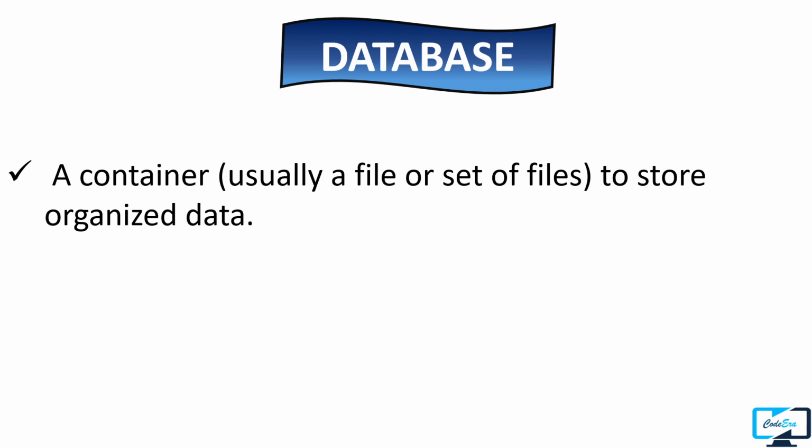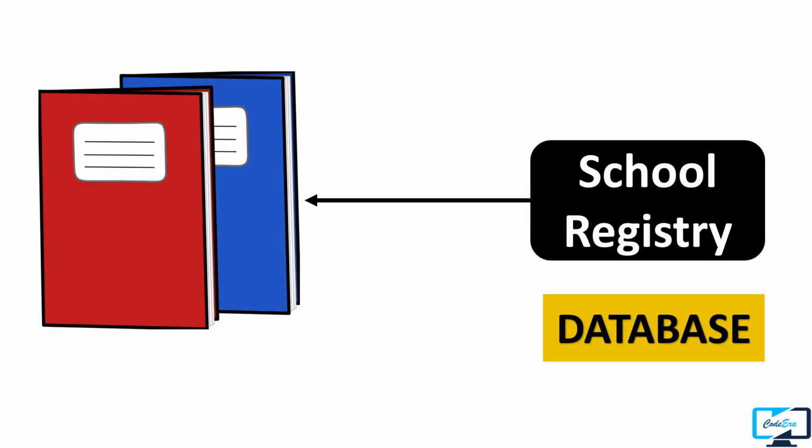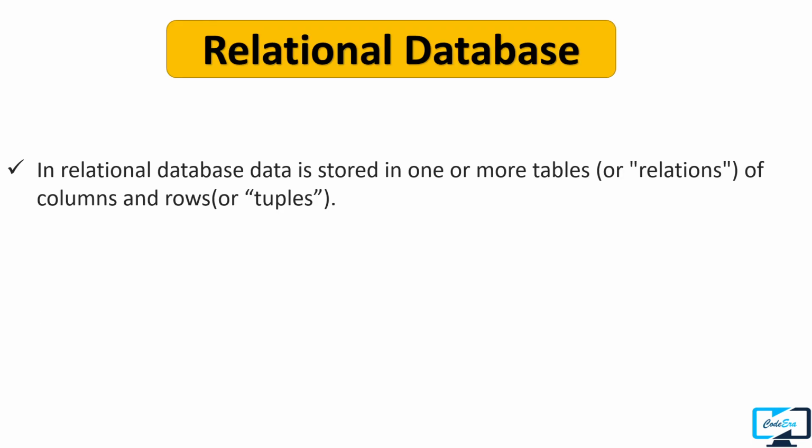So for better understanding, let's see some real life example. So you can think school registry as a database because here we get all the details of the students in an organized manner. And guys, I have told you in the previous video that we will use a relational database MySQL. So a relational database stores the data in the tables in the form of column and rows. So our next terms are table, column and row.